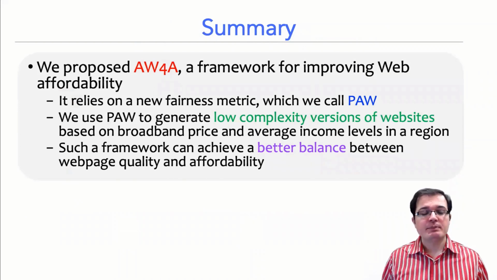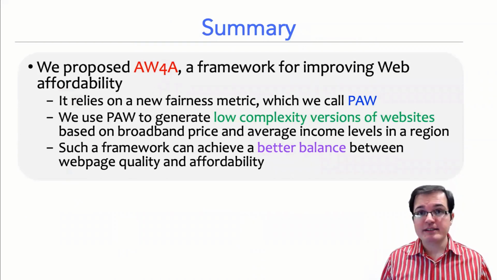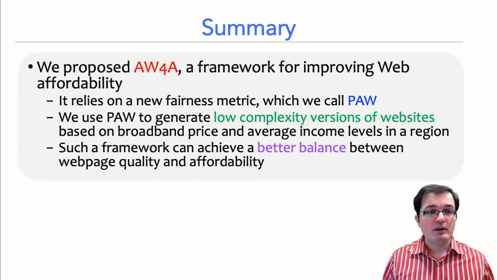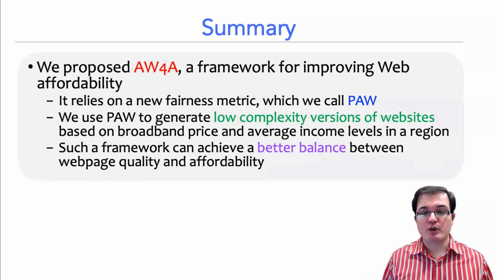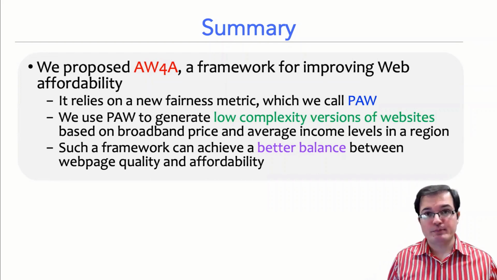In summary, we propose the Affordable Web for All framework for improving web affordability and inclusivity. It relies on a new fairness metric, which we call PAW. We use PAW to generate low complexity versions of websites based on broadband price and income levels in a region. Our evaluation shows that such a framework can achieve a better balance between web page quality and affordability.